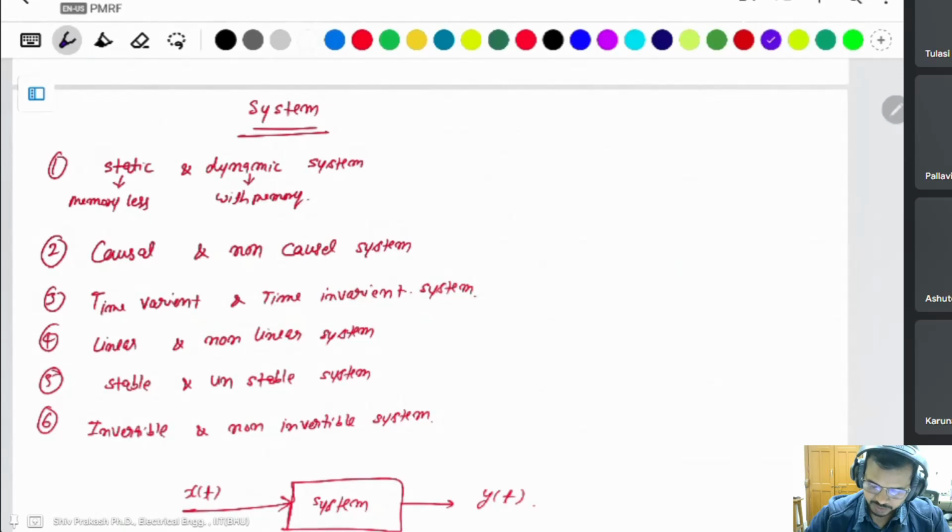Stable system: I will also explain the stable system. If you give a bounded input and the system gives a bounded output, then the system will be a stable system.